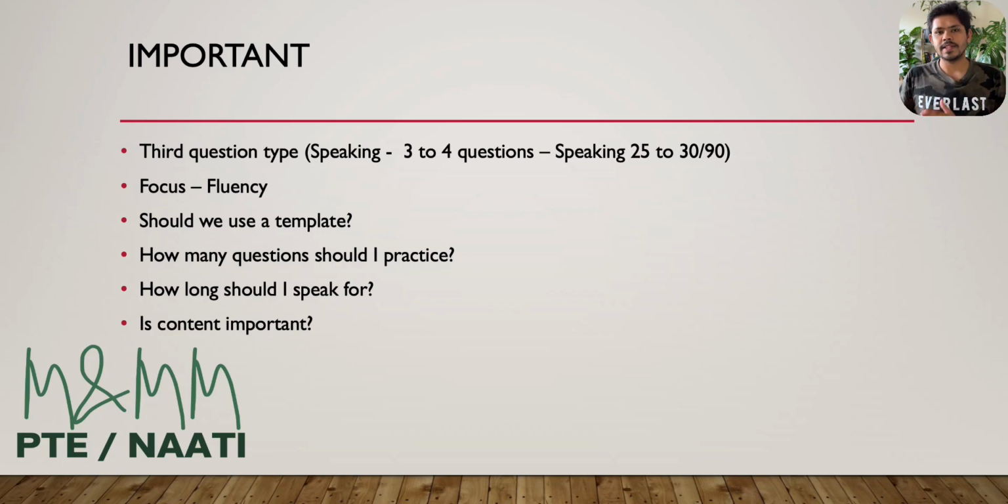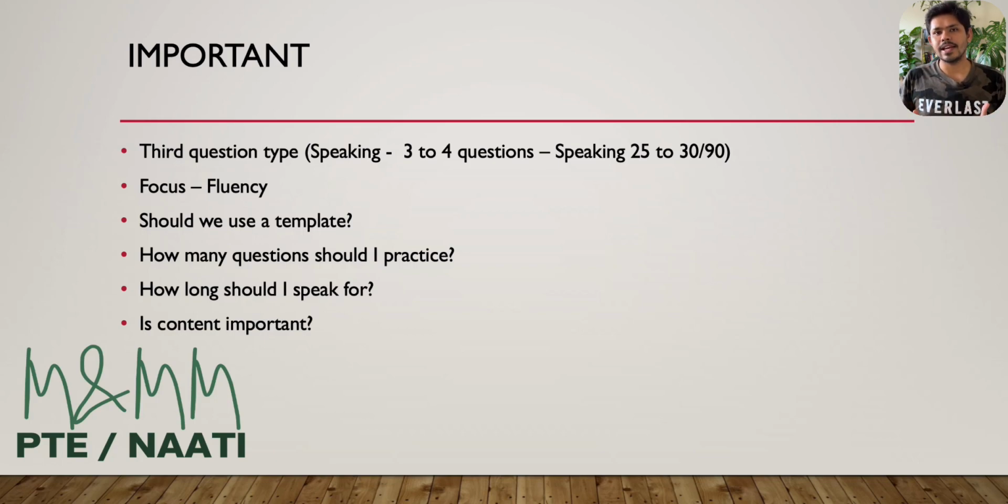How long should I speak for? A very common question. I've seen a lot of students speaking for 7 seconds, 8 seconds, 10 seconds, 12 seconds. I would not recommend that. You should at least speak for 20 seconds is what I would say. You can go up to 25 seconds if you like, or maximum 30 seconds. There is no need to go beyond that. But 20 seconds is the minimum, and if you are anything between 20 to 30 seconds, that is perfectly fine.